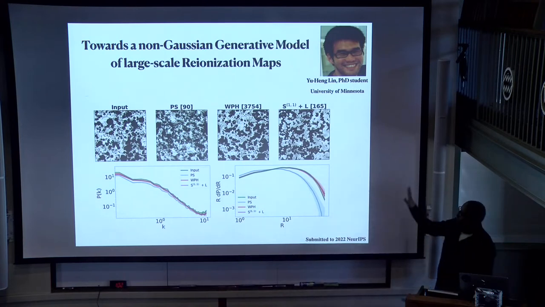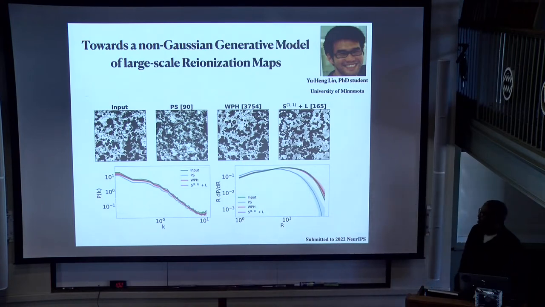So the idea here is just to use this wavelet scattering transform, which captures much more information, and we are able to sample from a summary statistic to generate an actual field, which is very, very exciting.